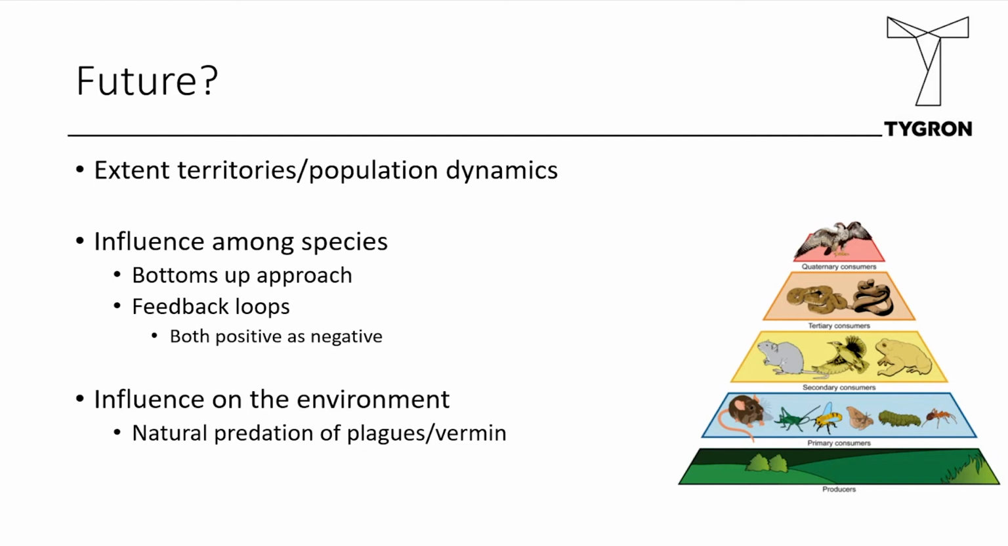Or another example, which is very suitable for the Netherlands, is the Eikenprocessierups. It's a pest or a plague. It's very annoying for the people in their surroundings, which can easily be predated by small birds such as the house sparrow. So that's our nice challenges to think about for the future. And that was the biodiversity in Tygron in a nutshell. Are there any questions?